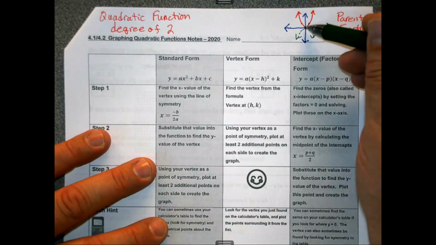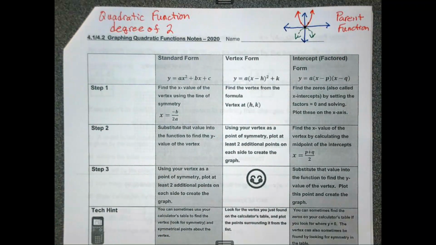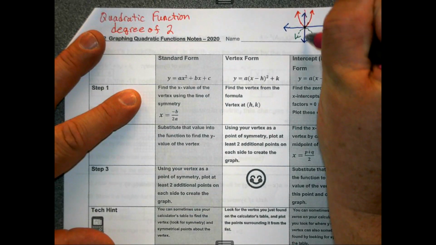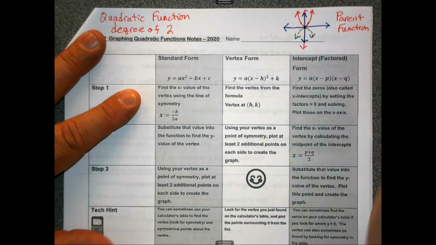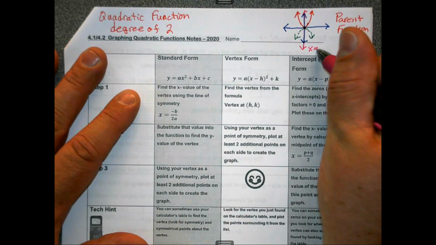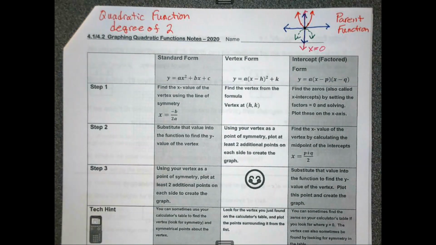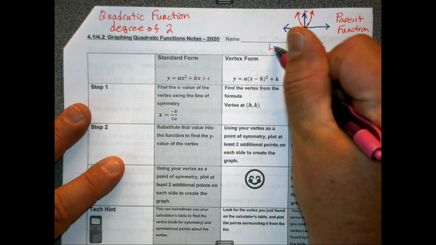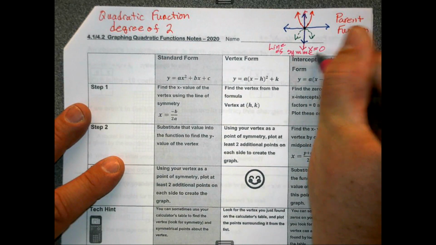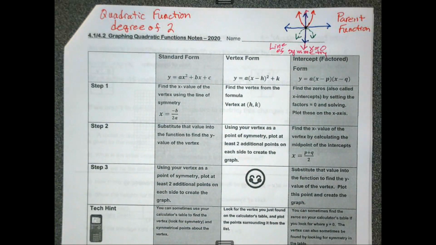All right, the parent function is the vertex at 0, 0. By the way, these do have a line of symmetry just like the absolute value functions, right? The line of symmetry is the x-coordinate of the vertex. So in this case, it's the vertical line at x equals 0. That's our line of symmetry. Let's see, anything else? I think I got everything for that.